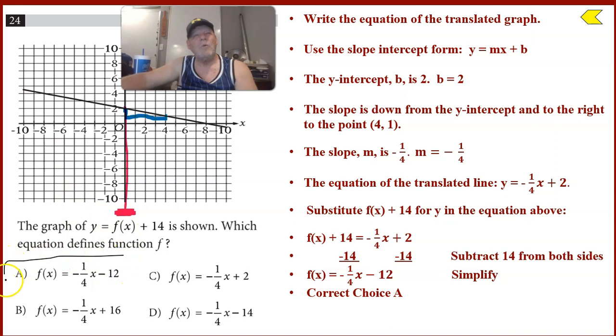Now you're saying, well, what did that mean? Well, right here would have been negative 12. And I know it's going to have the same slope, and there's my negative 12. So that's just another way to look at it.